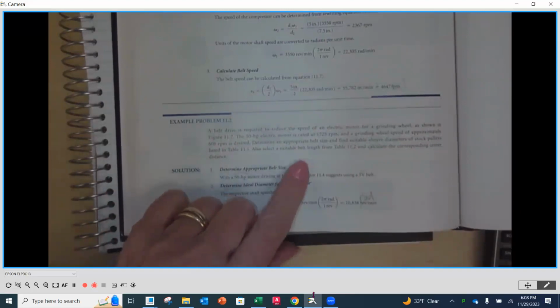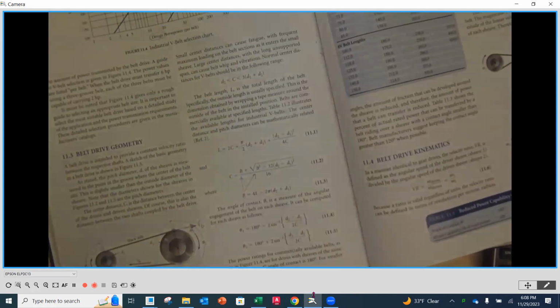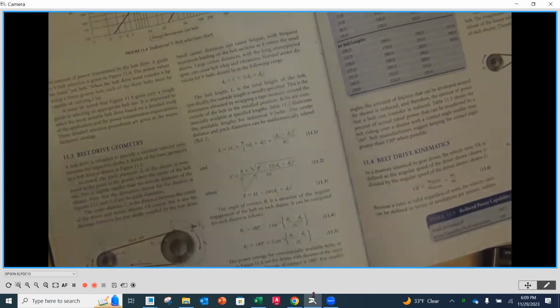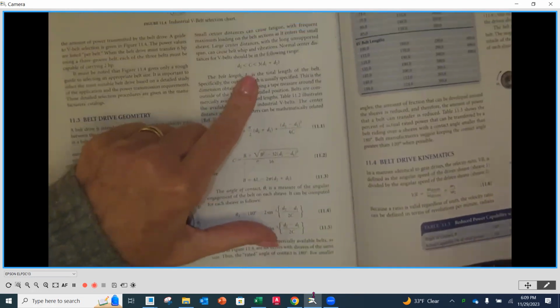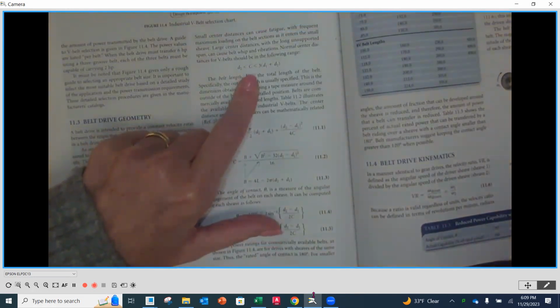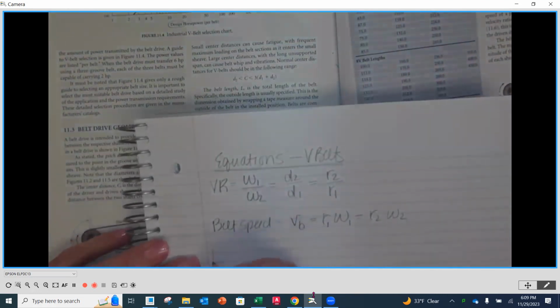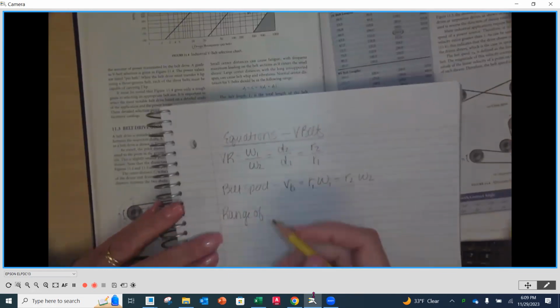Now we need to select a suitable belt length. Now that we have our pitch diameters figured out, we're going to go back to page 304, and we're going to add some of these things to our equation list. So I'm going to go back to our equations for belt drives. This first one here is where we're going to be picking our center distance or making sure that it's within this range, the range of center distance.